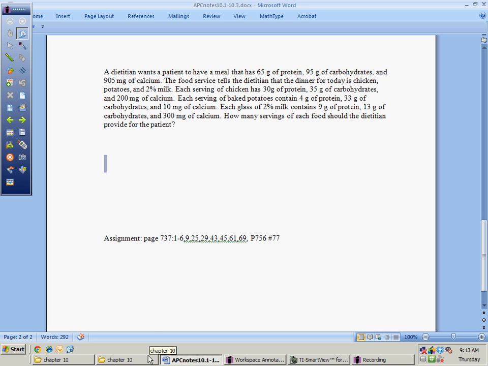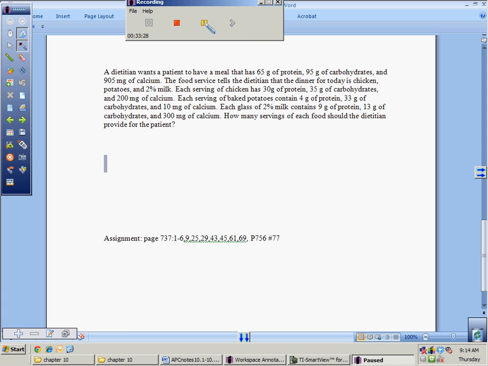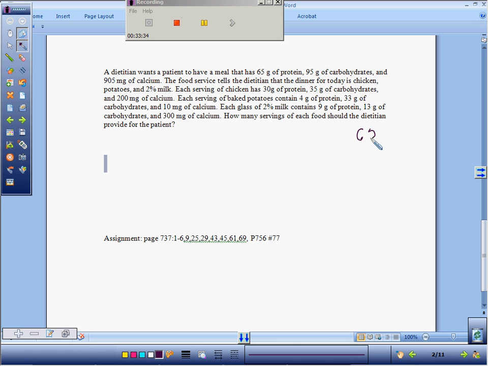There, do your homework. No, don't do your homework. Just set it up. You have 65 grams of protein, so over here you put 65. This is your protein equation. Protein over here. You get 65 equals, and the food service tells us dinner per day is chicken, potatoes, and 2% milk.